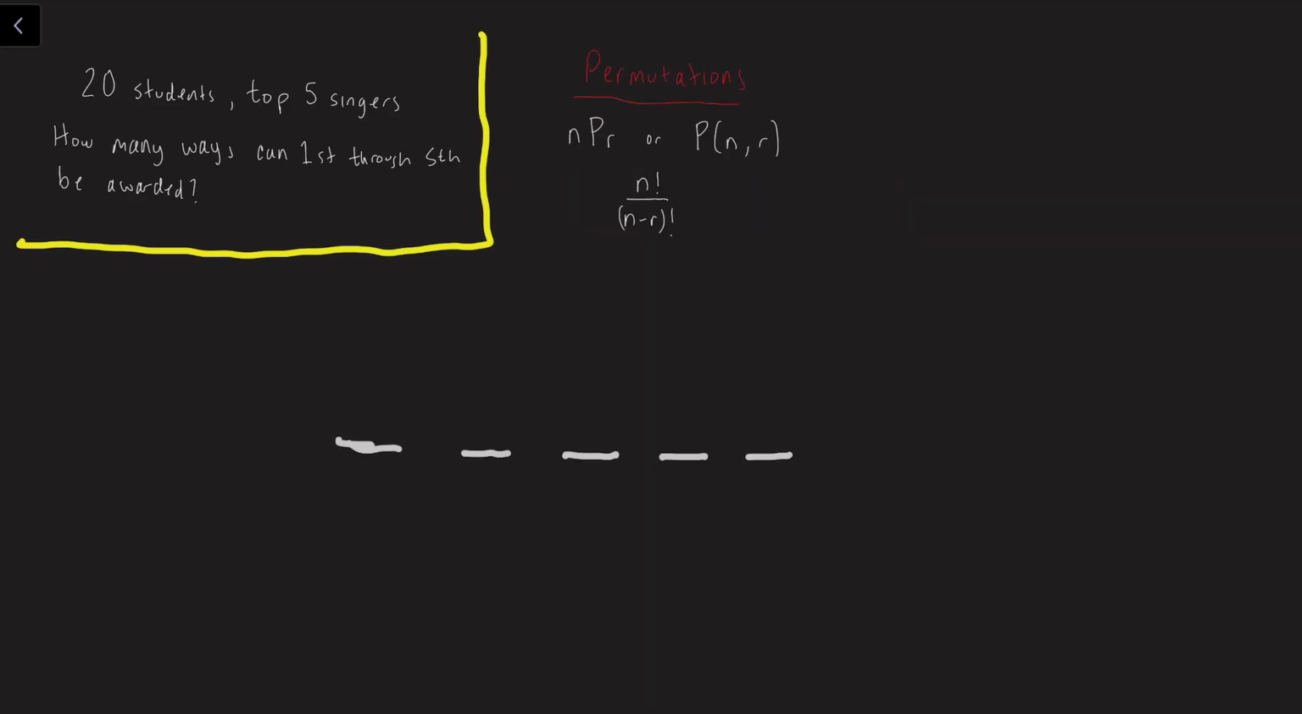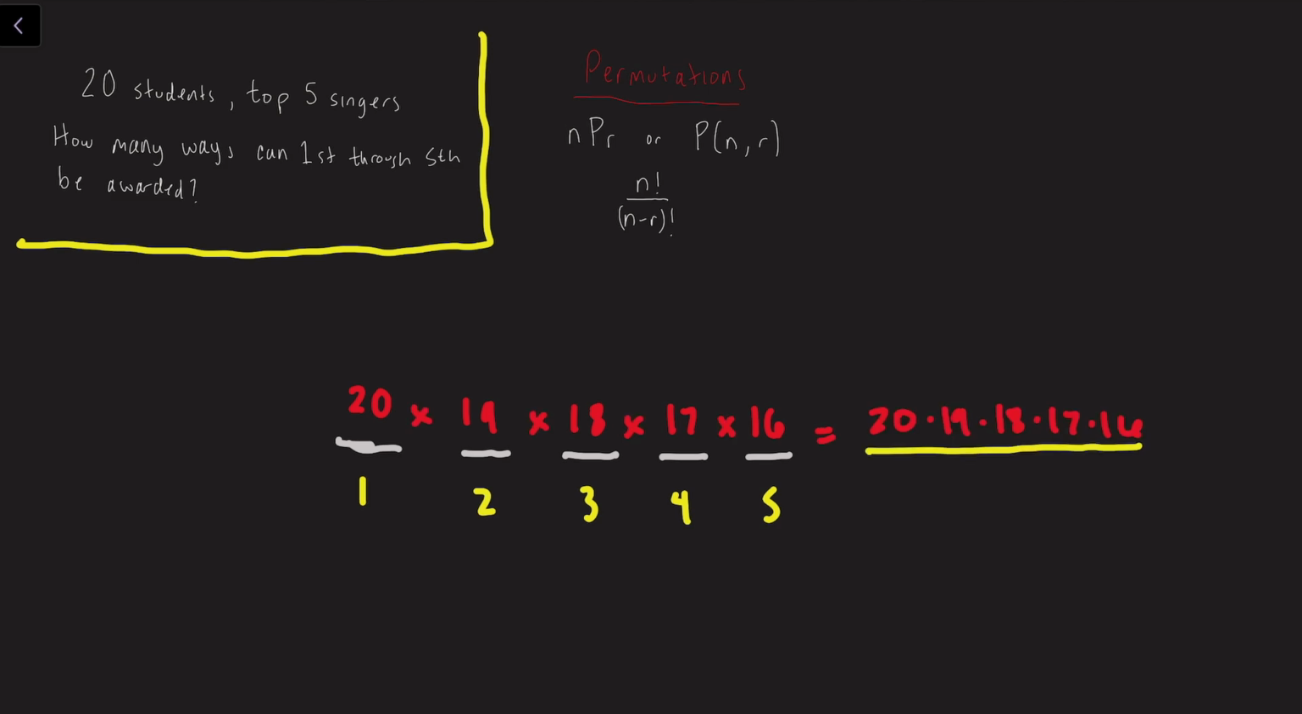Okay, so let's use the same logic as before. We want to fill 5 ranked positions. For first place, we have 20 possible students to choose from. Then 19 for second place, 18 for third, 17 for fourth, 16 for fifth. So our total number of outcomes is this number. And notice something important. Order matters here. Choosing your 5th position versus choosing your 1st position and getting 1st place versus 5th place are completely different outcomes.